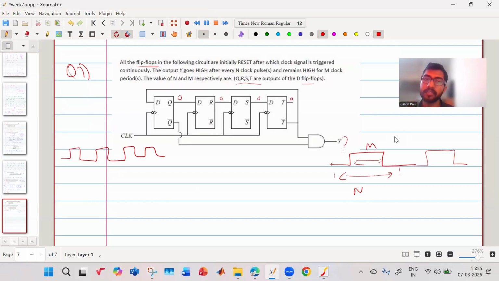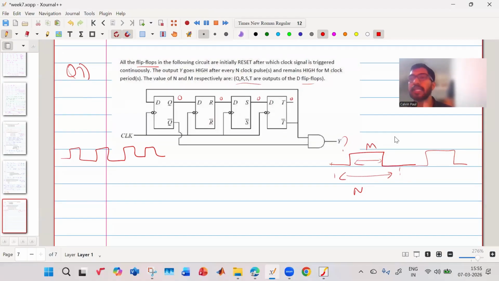So you have to incorporate that. If it is not mentioned in your question, you should assume that your outputs are all reset. But if it is mentioned that Q was 1, R was 0, S was 1, T was 0 or something, you have to change it accordingly. Okay, so you will have to look into it.